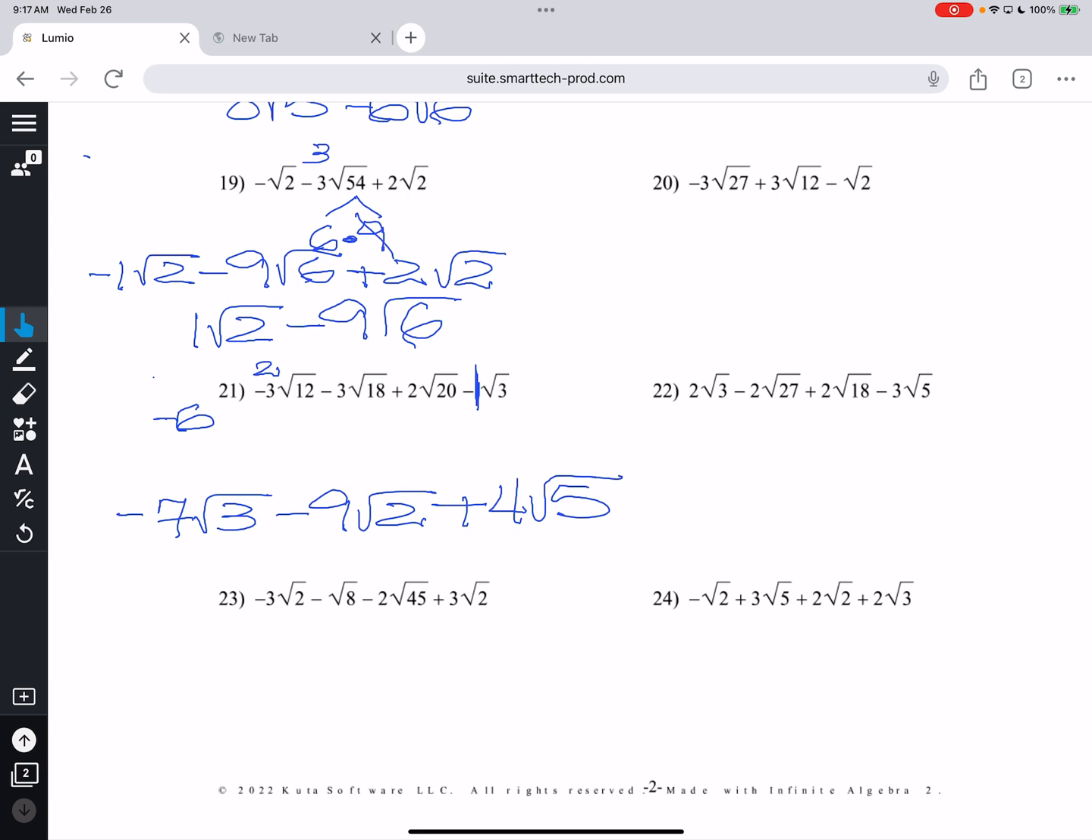I just wrote something down. I got the wrong number. Negative 2 radical 2. Oh, good. And then how would we end it, Eli? Negative 6 radical 5. Perfect.